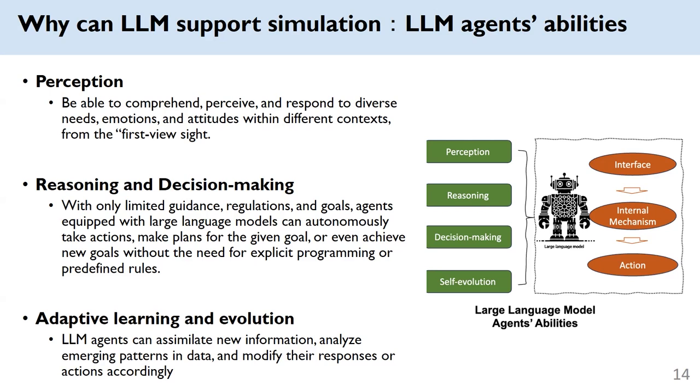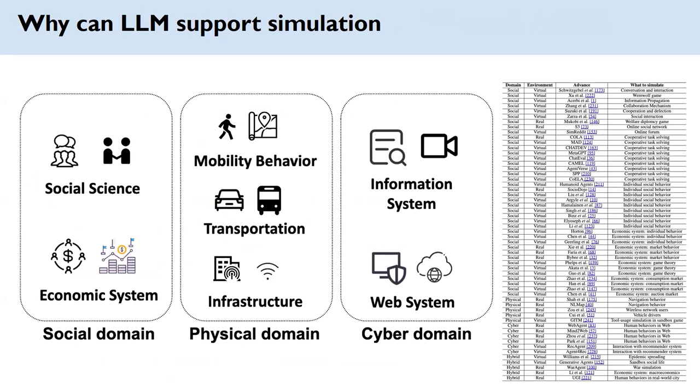And further, the LLM agents can adapt to learn from the context and modify their responses or actions accordingly. They can well adapt to the dynamic changes of the environments. So these are four critical abilities, and they can well address the limitations in the existing four kinds of approaches. And we have also organized the recent papers that try to use LLM agents for simulation.